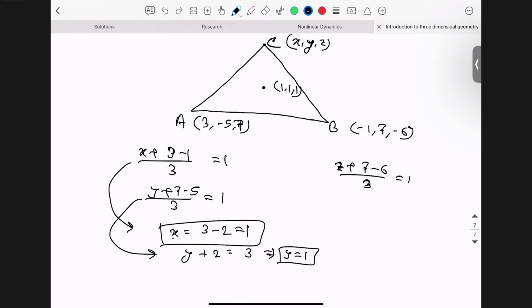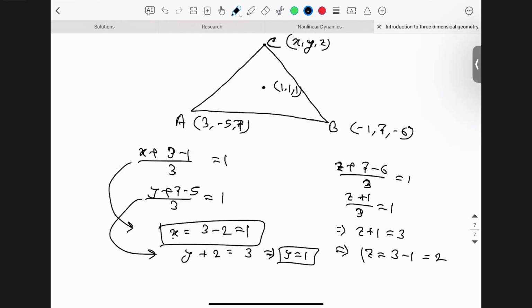Okay. Similarly, here, z plus 7 minus 3, divided by 3. I am doing it step by step. z minus 1 equals 3, so z equals 3 plus 1 equals 4. Okay, I have made a mistake. This one is plus. So z plus 1 equals 3, which implies z equals 3 minus 1 equals 2.